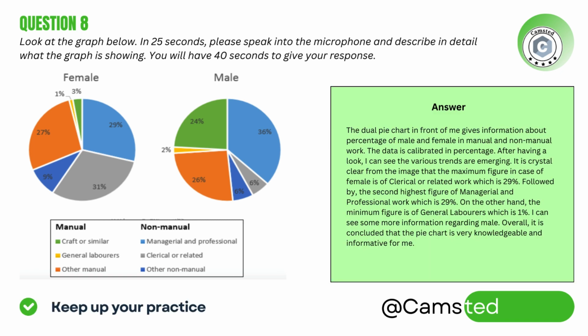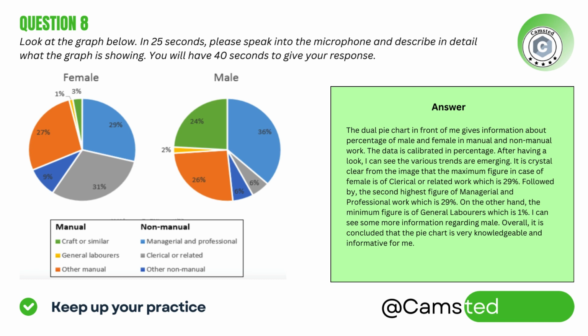The dual pie chart in front of me gives information about percentage of male and female in manual and non-manual work. The data is calibrated in percentage. After having a look, I can see the various trends are emerging. It is crystal clear from the image that the maximum figure in case of female is of clerical or related work, which is 29%. Followed by the second highest figure of managerial and professional work, which is 29%.